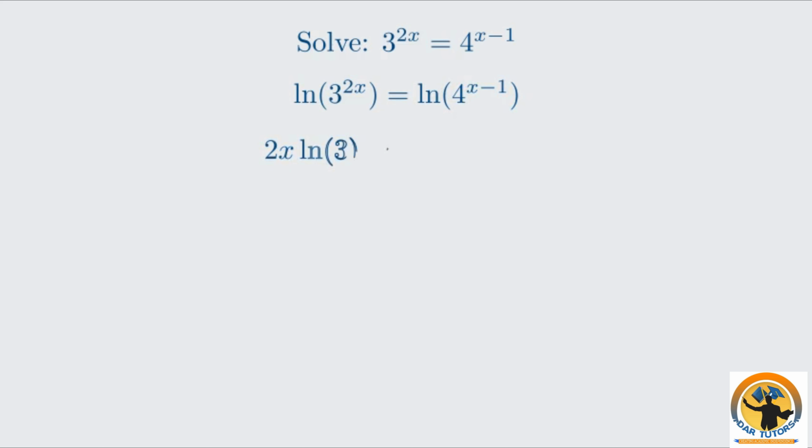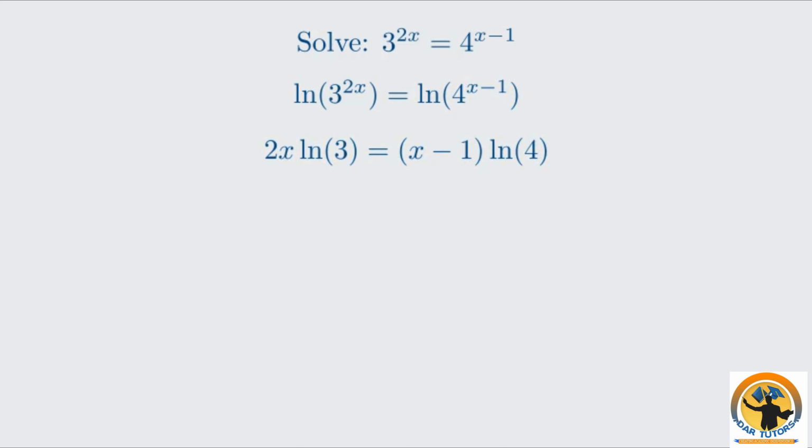Let's tackle a more complex equation. We need to solve 3 to the power of 2x equals 4 to the power of x minus 1. Again, the unknown x is in the exponents, so we'll take the natural logarithm of both sides. This gives us ln of 3 to the power of 2x equals ln of 4 to the power of x minus 1. Now, we apply the power rule to bring the exponents down. The exponent 2x comes down on the left, and the exponent x minus 1 comes down on the right.